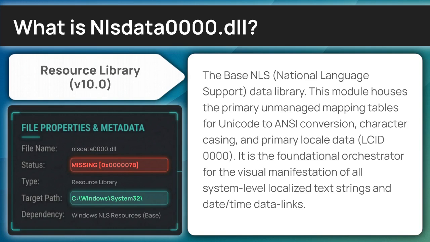This module houses the primary unmanaged mapping tables for Unicode to ANSI conversion, character casing, and primary locale data, LCID 0000. It is the foundational orchestrator for the visual manifestation of all system-level localized text strings and date and time data links. Now that you have the context, let's move into the repair process with a fresh installation.